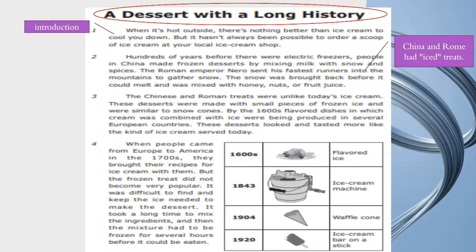These desserts were made with small pieces of frozen ice and were similar to snow cones. By the 1600s, flavored dishes in which cream was combined with ice were produced in several European countries. These desserts looked and tasted more like the kind of ice cream served today.